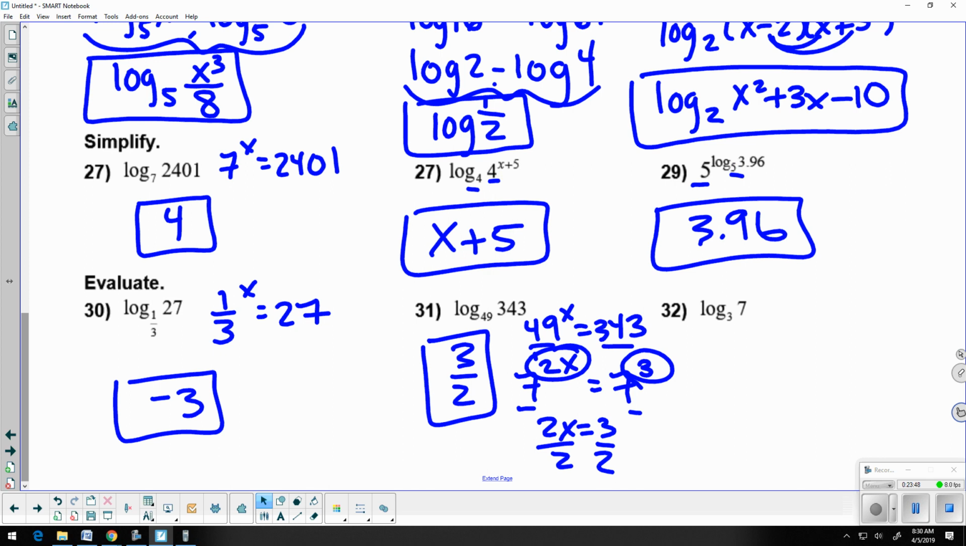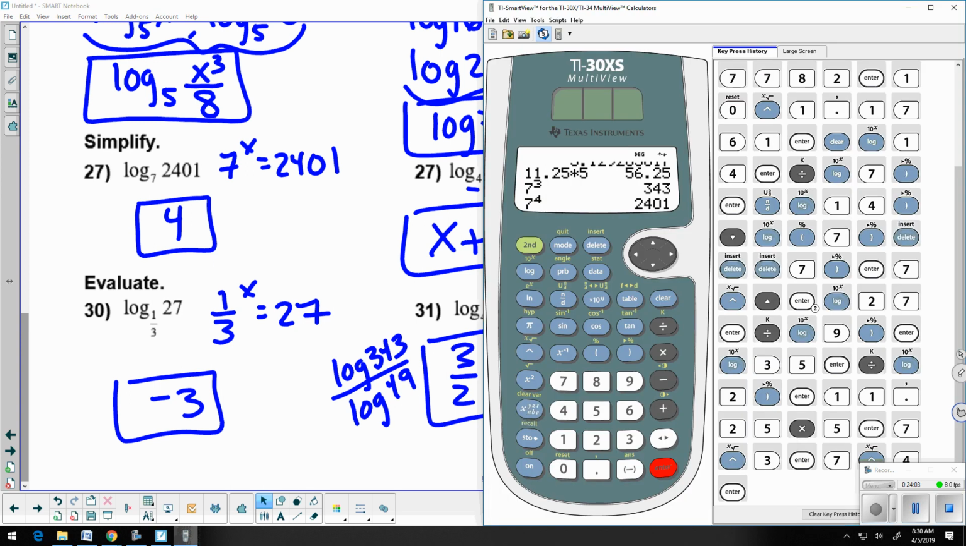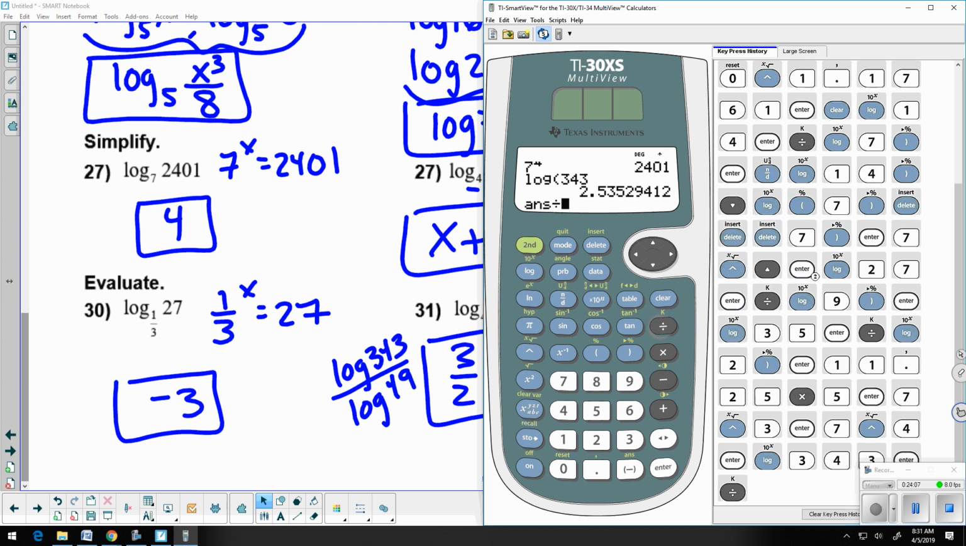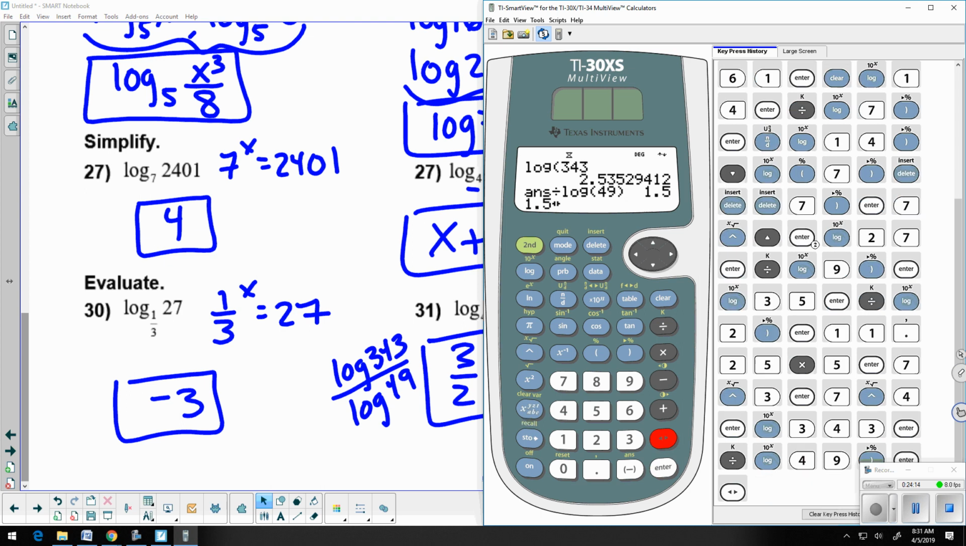But what else you could do for this problem too, if you don't know by looking at it, you could just simply do change of base. You could just simply calculate log of 343 and divide it by log of 49. So let me just show you that real quick. If I type in log of 343, and I want to divide it by log of 49, comes out to be 1.5, which is the same thing as 3 over 2. Okay, so it's all the same answer there in the end.